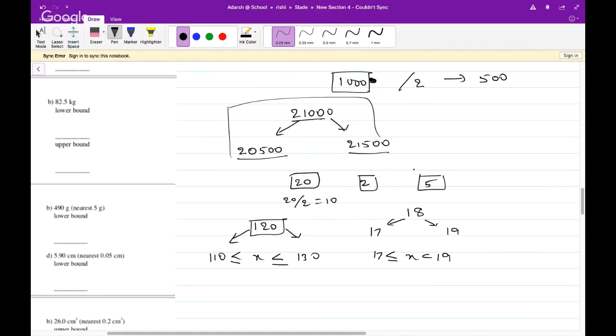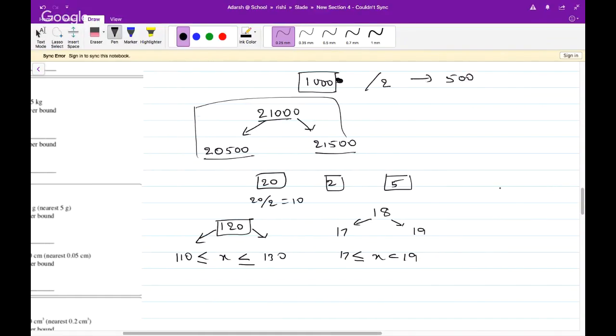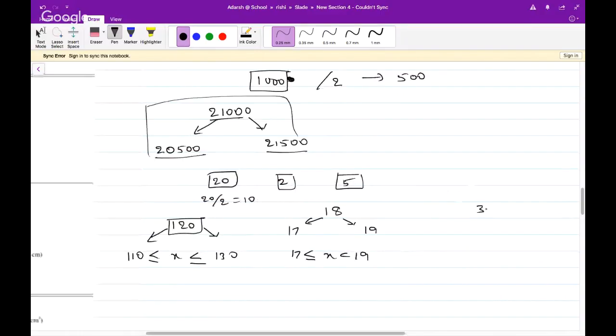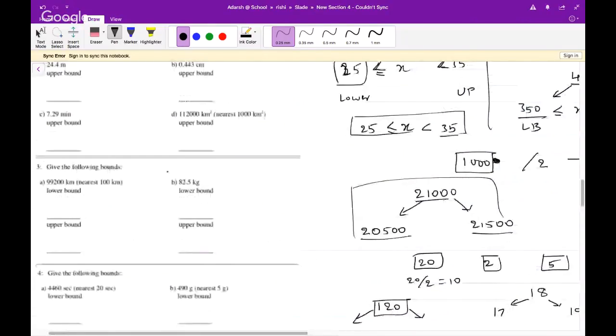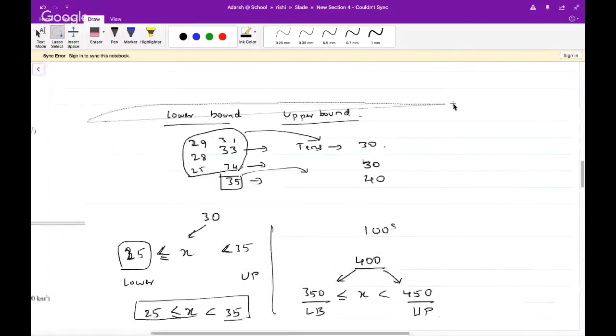Similarly, if the number is rounded off to the nearest fives, something like 5, 10, 15, 20, 25, I take a number as 35. Find the lower bound and upper bound of this number when it is rounded off to the nearest 5. Divide 5 by 2, which gets you 2.5. You have to add 2.5 and subtract 2.5. Subtracting 2.5 gives 32.5 and adding 2.5 gives 37.5. So the lower bound is 32.5 and the upper bound is 37.5. Hope this explains everything in these questions. I'll solve a couple of them and let you do the rest.